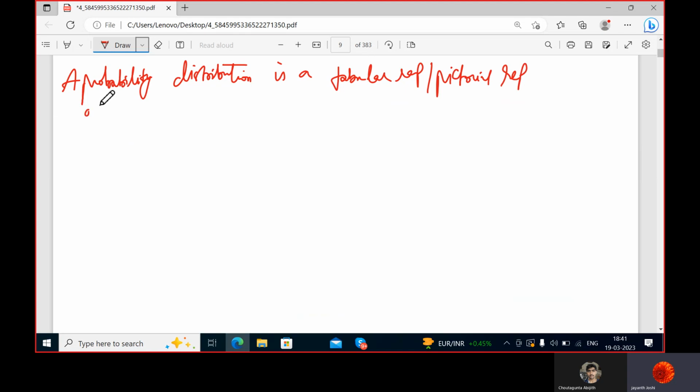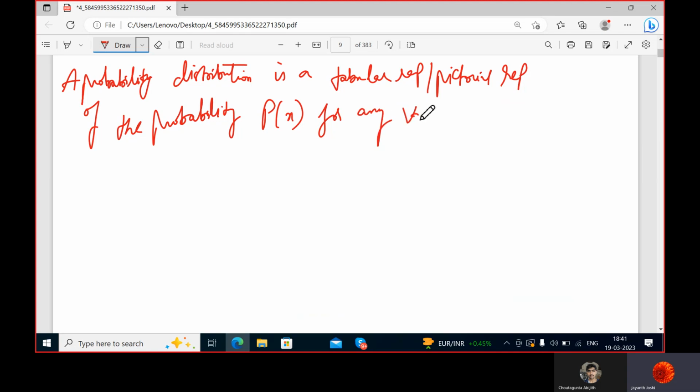So probability distribution is a tabular or pictorial representation of the probability P of X for any value of X. Okay, so probability X is equal to x. That's what we discussed, correct?